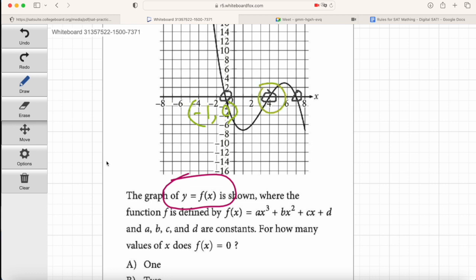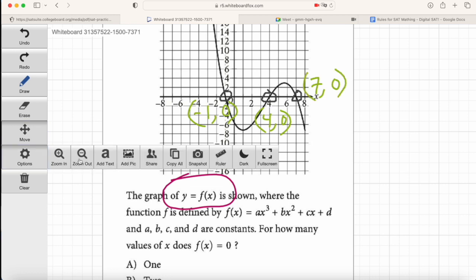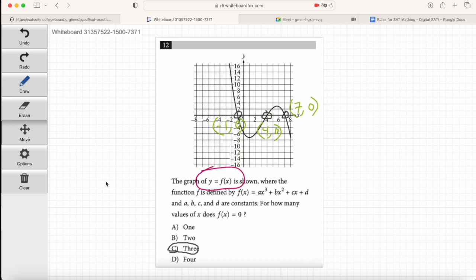What's this point right here? 4, comma, 0, exactly. Where the x value is 4, the y value, or the f of x value, same thing, is 0. What's this point right here? 7, comma, 0, where the x value is 7, the y value is 0. What's the right answer here, Tanner? 3, because we've got 3 of those points where, yes. So a couple things here. Again, there's not a fancy operation here. There's not a lot of steps or anything like that.